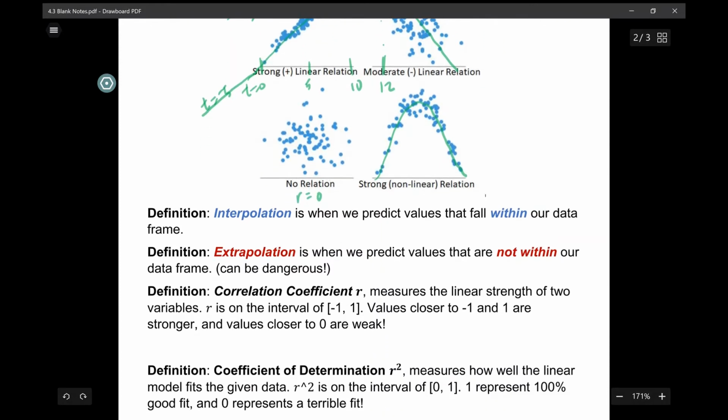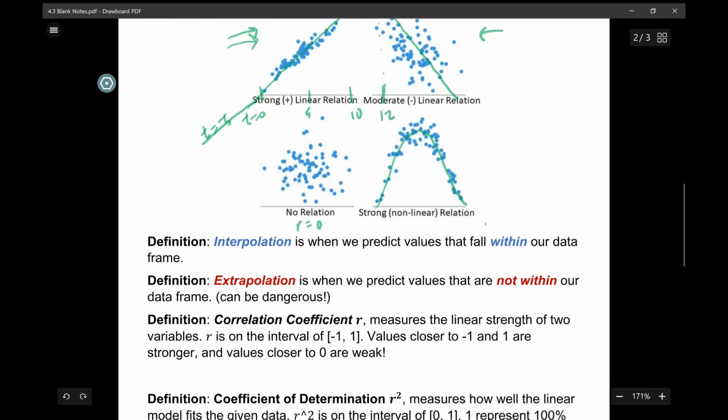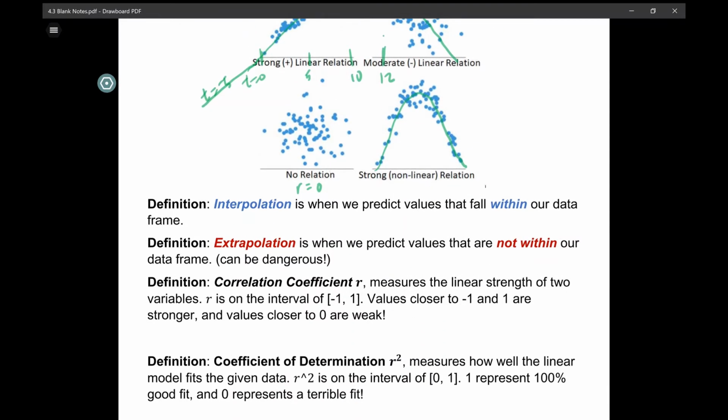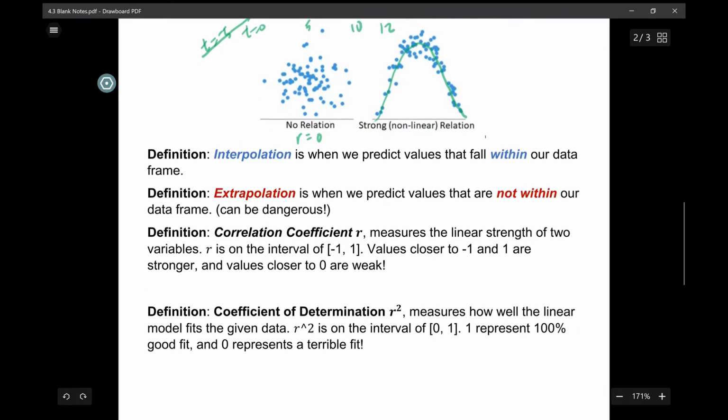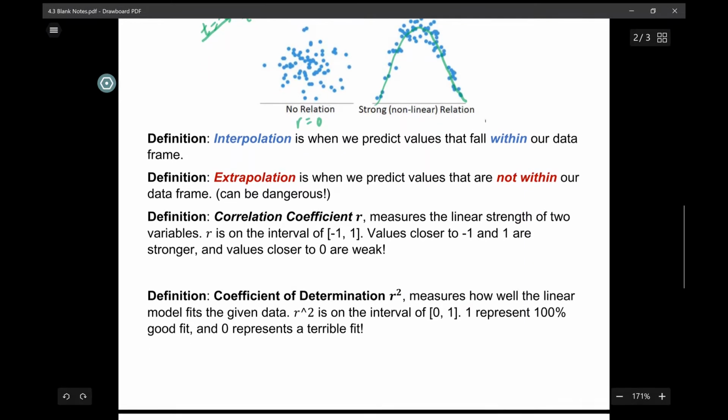All right, if we don't want to look at the -1 and the 1, sometimes we use R squared, which is the coefficient of determination, and that just ranges from 0 to 1. 0 being not linear at all, and 1 being perfectly linear, either positive or negative. All right, so what we're going to do now is practice all this using Desmos.